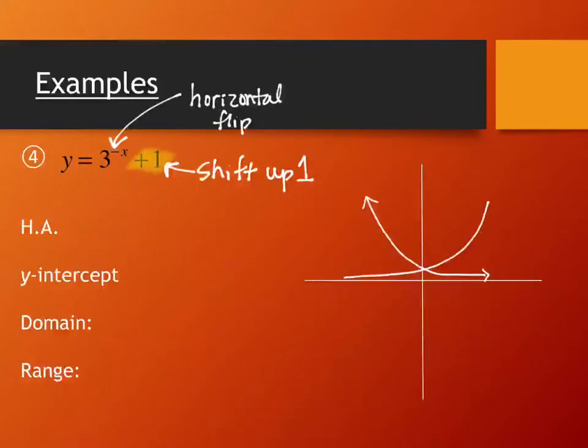And then how does it need to be shifted? It needs to go up 1. So we're going to take the whole graph. That I can do in one fell swoop. I can shift this whole graph up 1. Well, I almost can.